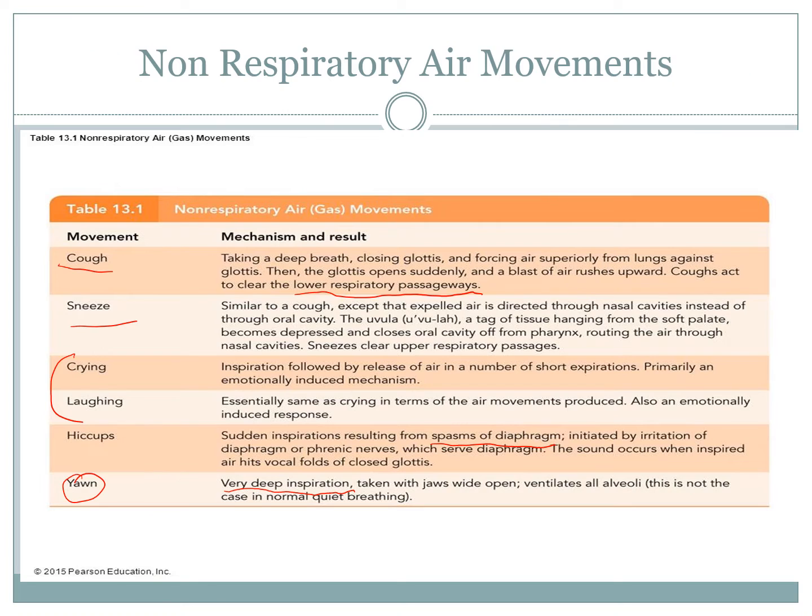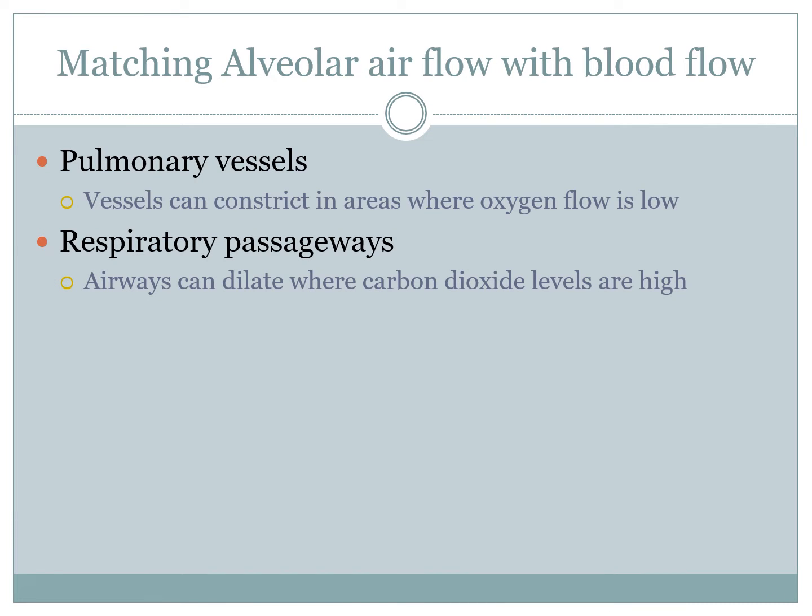Once the air gets into our lungs, we need to figure out what happens to it there. The body has the ability to shunt and increase the amount of assistance, if you will, that can aid in going from airflow to blood flow. The pulmonary vessels can constrict in the areas where the oxygen flow is too low. If you're not going to pick up much oxygen from an area, it can constrict that area off and have more dilation around the areas that actually have higher concentrations of oxygen present.